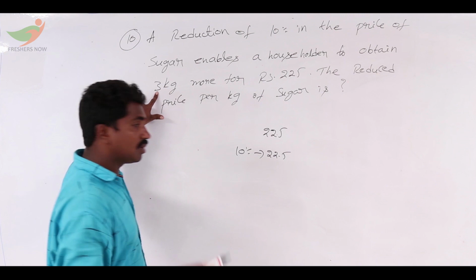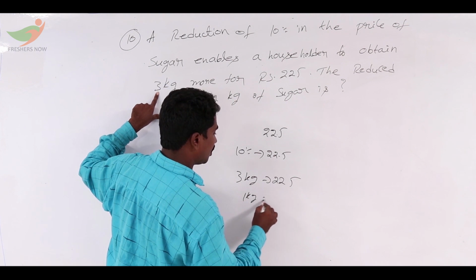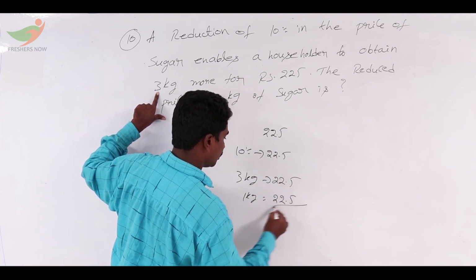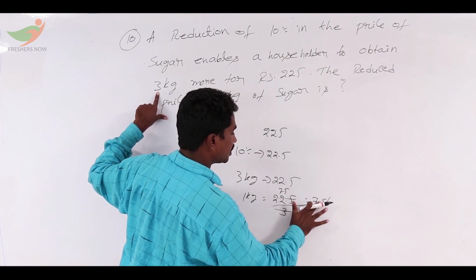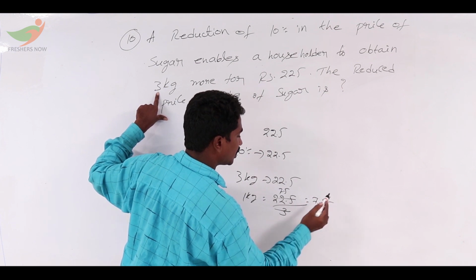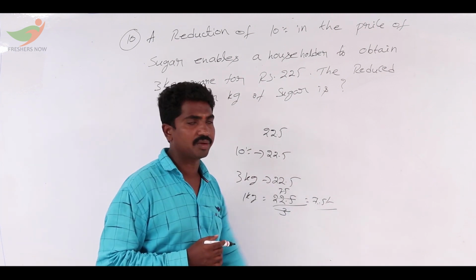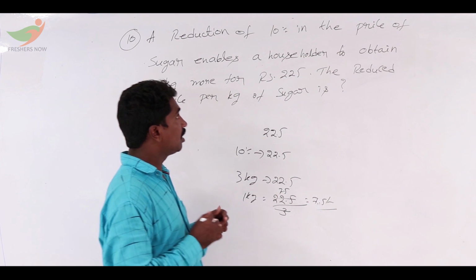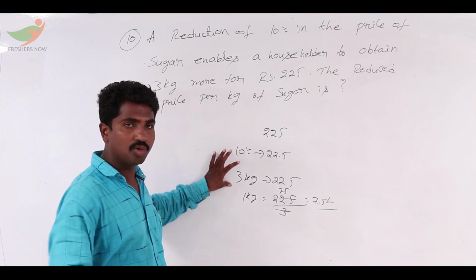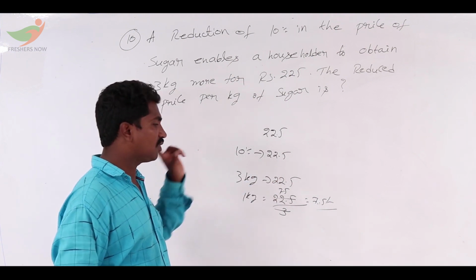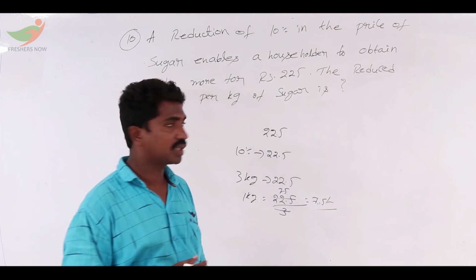He is getting 3 kg more. So 3 kg is 22.5. You will find for 1 kg how much? 22.5 by 3, 7.5 rupees. He is asking the reduced price per kilogram of sugar. So that is 7.5 rupees. Have you understood? On 225, 10% value 22.5. He is getting 3 kg more. So 3 kg is 22.5. Here we find 1 kg how much? 22.5 by 3. So 7.5 rupees. Okay, thank you very much.